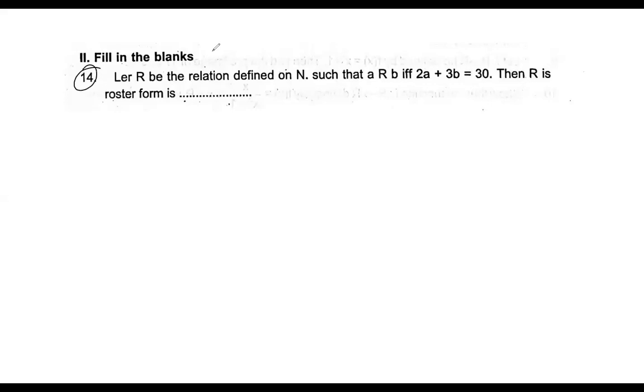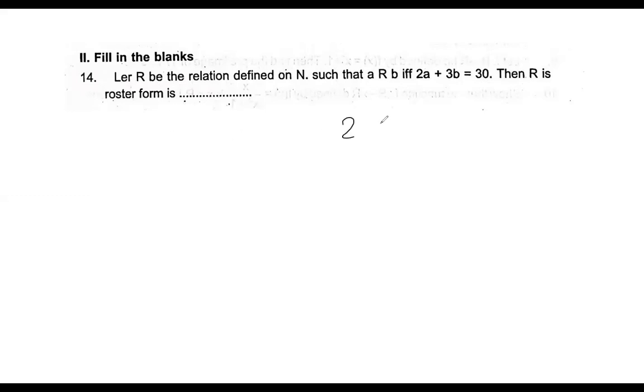In question number 14, we have to fill in the blanks. The question says that R be a relation defined on N, so the domain as well as the range has to be natural numbers, such that aRb is 2a plus 3b is equal to 30. Then R in the roster form. That means the set of ordered pairs we have to write down in the roster form.